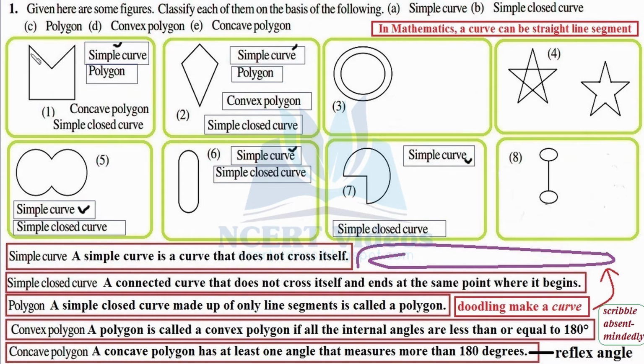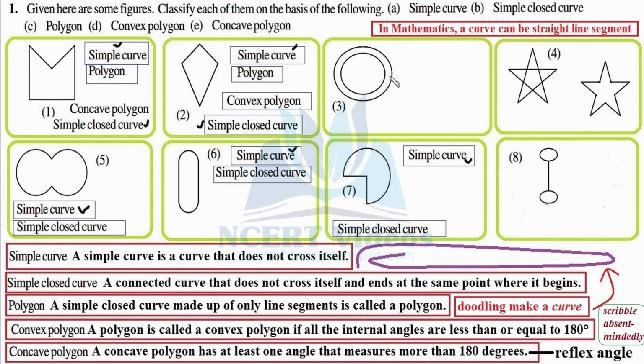So let's look at the first figure. We started from here and moved like this and we reached its initial point. That is, the final point is the same as the initial point. Therefore, it is a simple closed curve. Here, let's start from here. We move like this and we reach here. Initial point is the same as final point. Therefore, it is a simple closed curve.